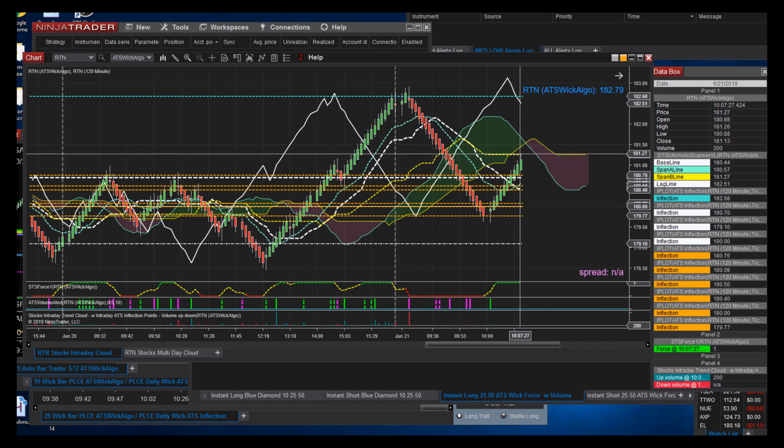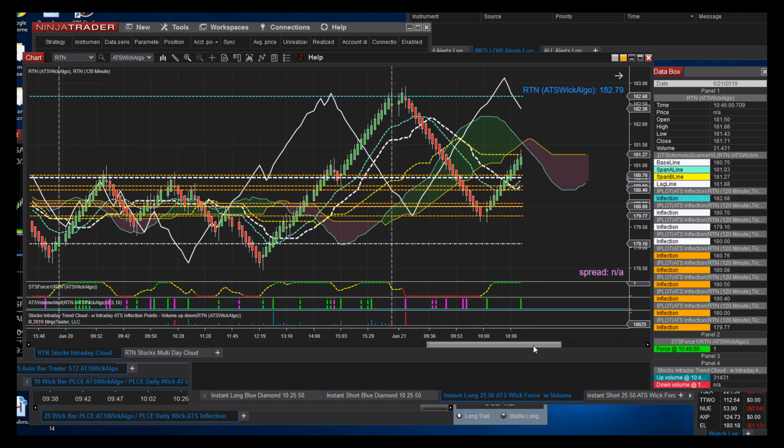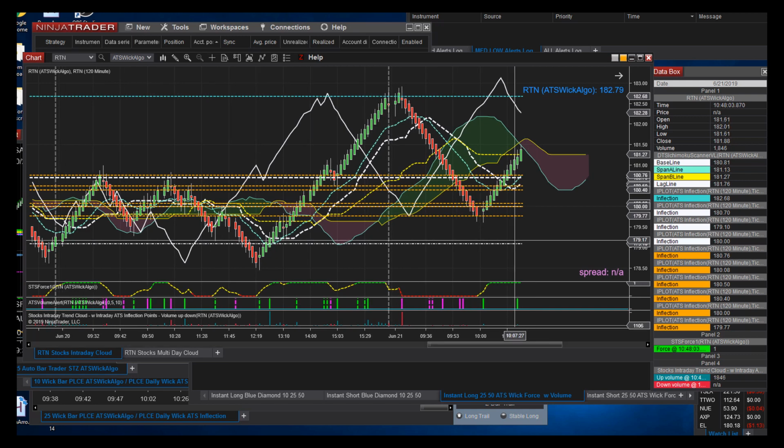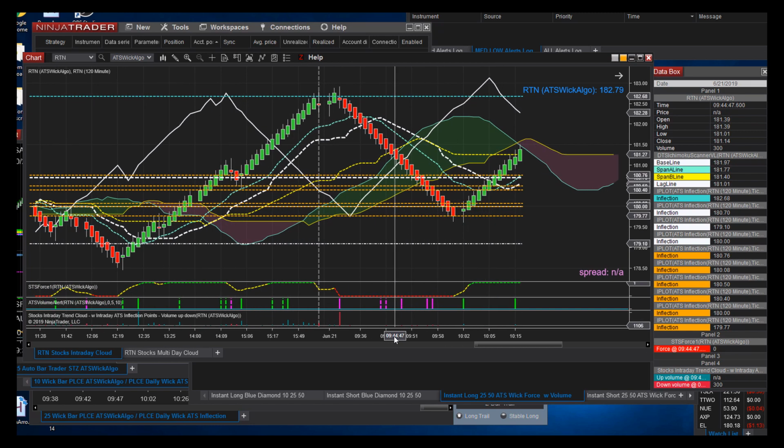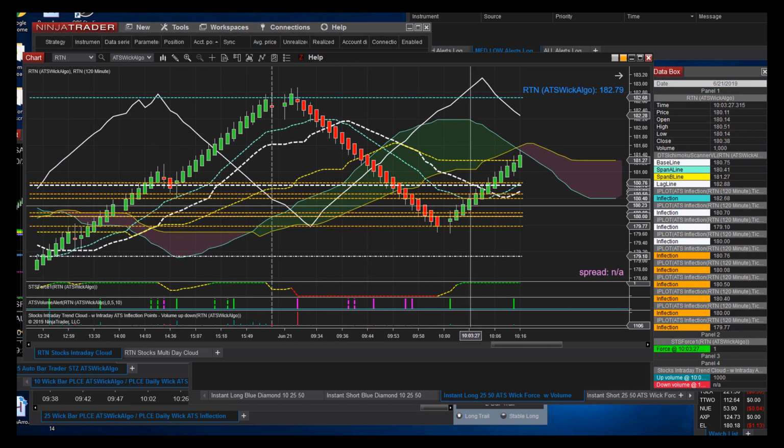Here's your line in the box. Yellow dotted line, span B, 181.27. The high of this bar is 181.26. Keeps going a little further. It does create a little wick here, though. So instead of having these nice bars all the way up on this bounce, there's not a single bar with a wick in the bottom.